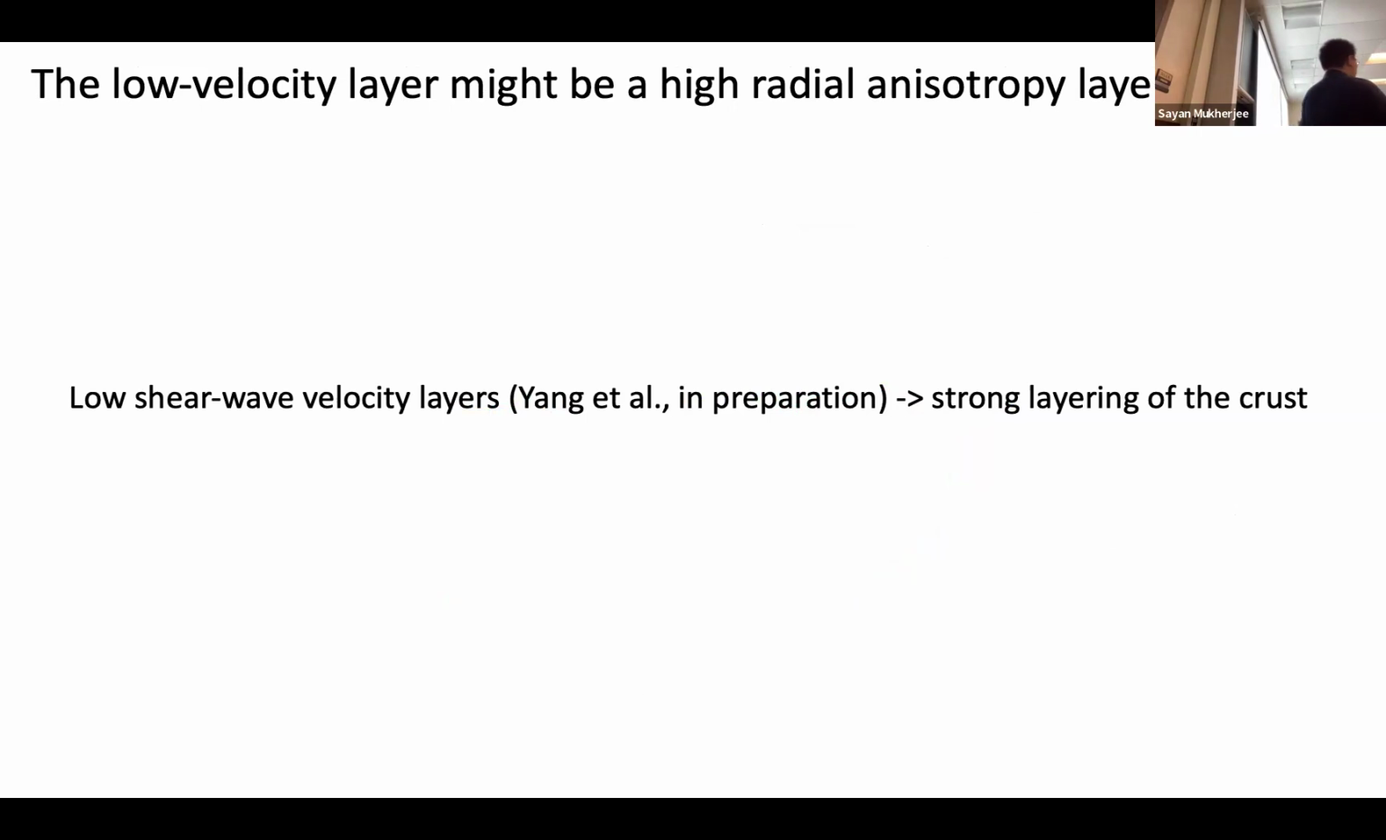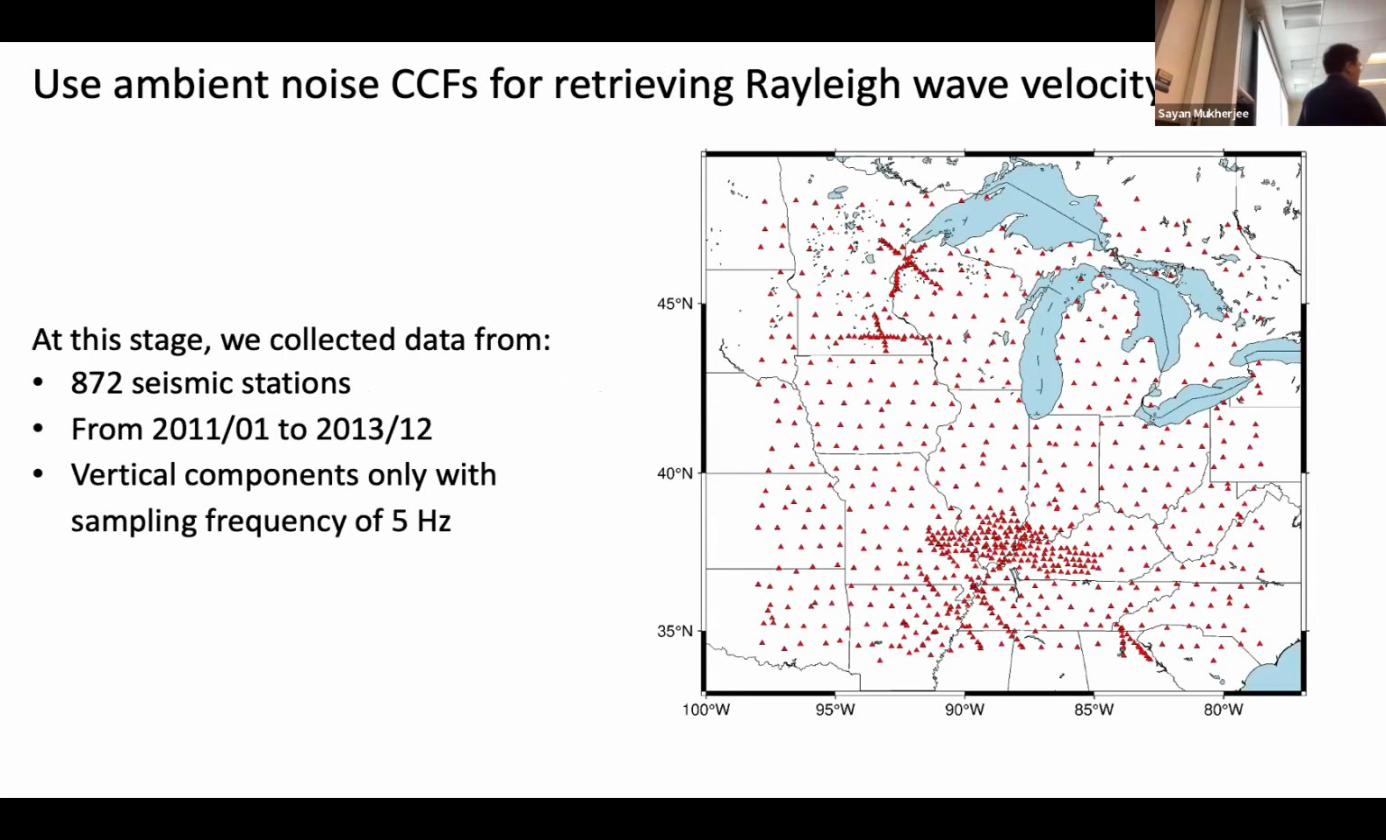From the ambient noise tomography results, we can observe two strong low velocity zones under the Illinois Basin and the Michigan Basin. And we think that they might be high radial anisotropy layers. All of these previous models combined with this low velocity layer motivated us to study the radial anisotropy under the North American craton. And that moves us to our second analysis.